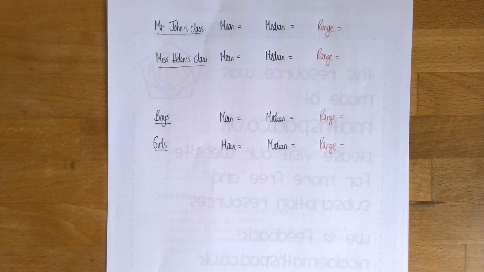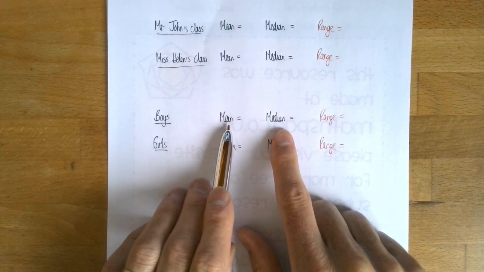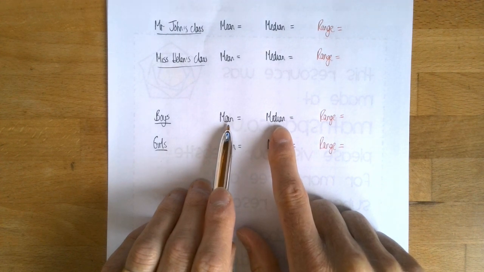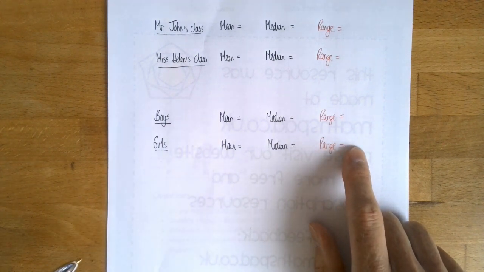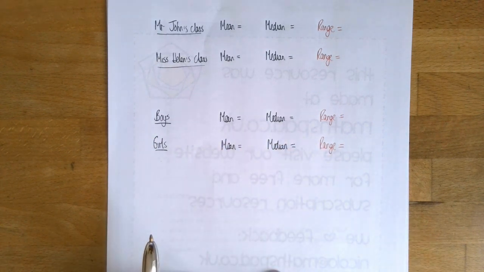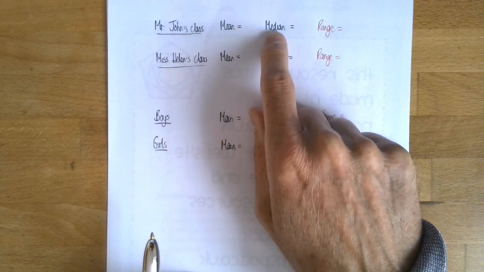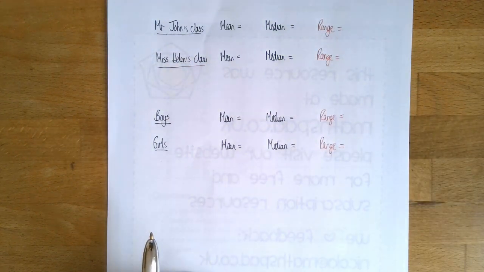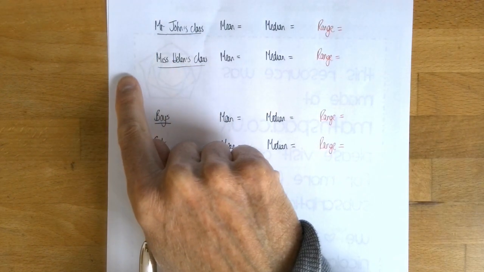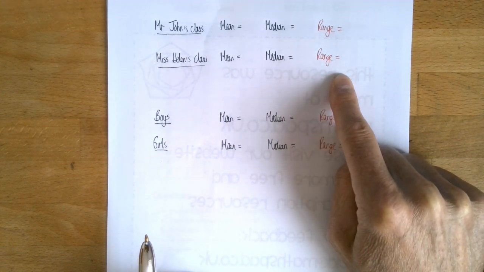And remember, back to a week ago, when we're comparing two sets of data, the mean and the median are averages, so they tell us what typically people got. But the range is also important. That tells you how consistent the data is. And sometimes being consistent is as important as scoring highly. Hopefully you'll also have the mean and median for Mr. John's class, and the mean and median for Miss Helen's class, and the range for both. And hopefully then you'll be able to write me another couple of sentences comparing their two sets of data.